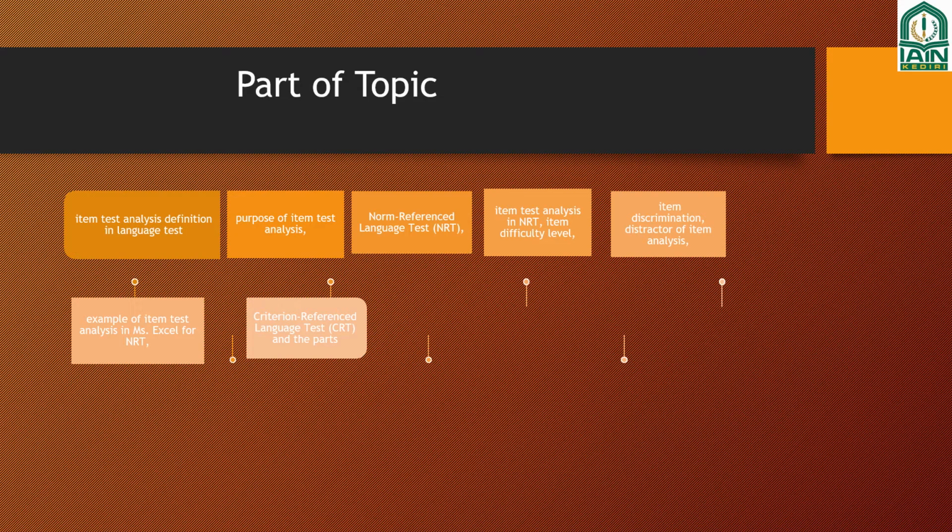And our topic to discuss is item test analysis. Number one is item analysis definition in language test, purpose of item test analysis, non-reference language test or NRT, item test analysis in NRT, item difficulty level, item discrimination, the structure of item analysis, example of item analysis in Microsoft Excel for NRT. I'm so sorry, I don't use SPSS. And criterion reference language test or CRT and the parts.